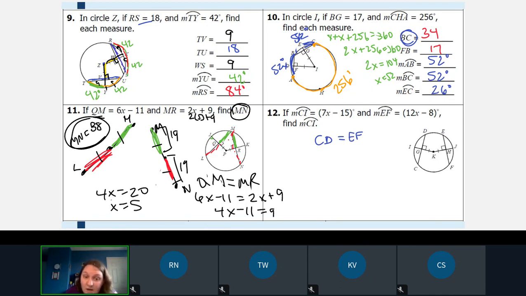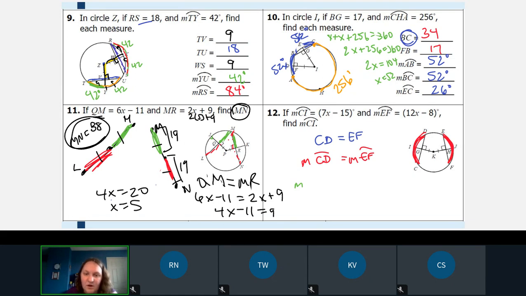Okay, now what if I talked about the arcs instead? So the arc, the measure of arc CD, that's here. That's not the straight line, but that's the curvy part, right? What arc is that congruent to? Yeah, it's still EF. Except this time it's an arc, the curvy part. Very nice.